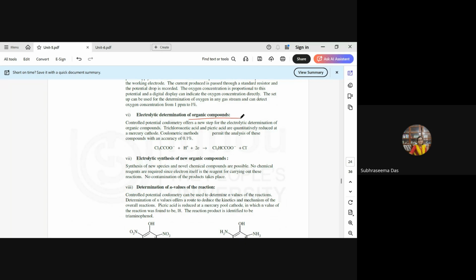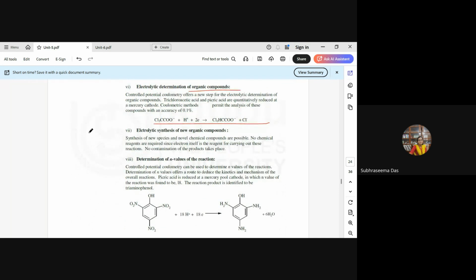Then coming to electrolytic determination of organic compounds. Potentiostatic coulometry offers a new step for the electrolytic determination of organic compounds. Trichloroacetic acid, that is TCA, and picric acid are quantitatively reduced at a mercury cathode. Coulometric methods permit the analysis of these compounds with an accuracy of almost 0.1%. Here the equation has been shown.